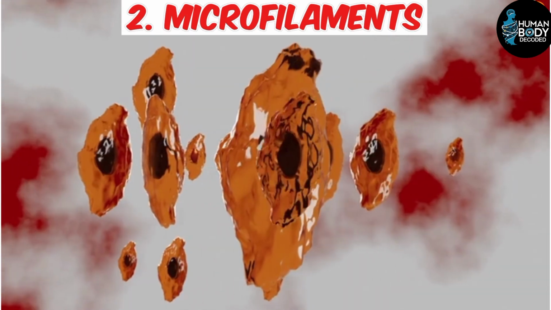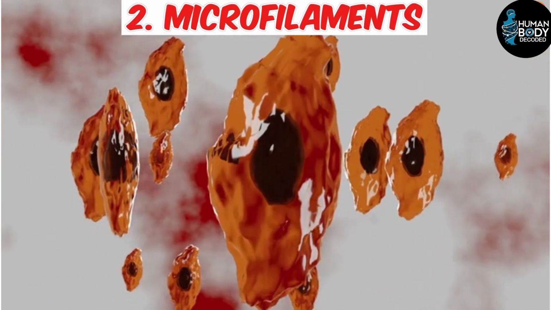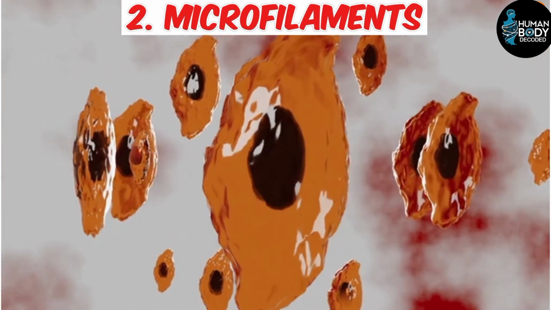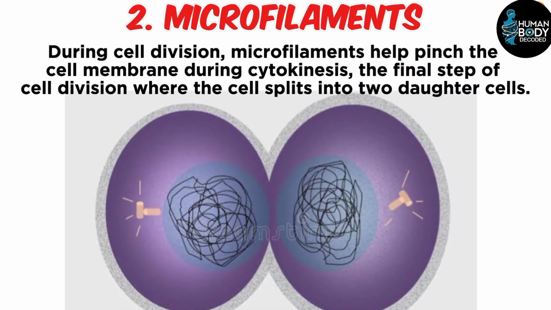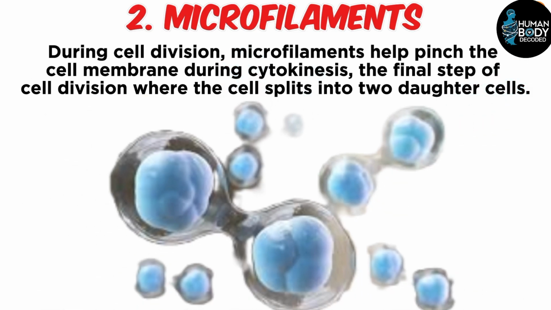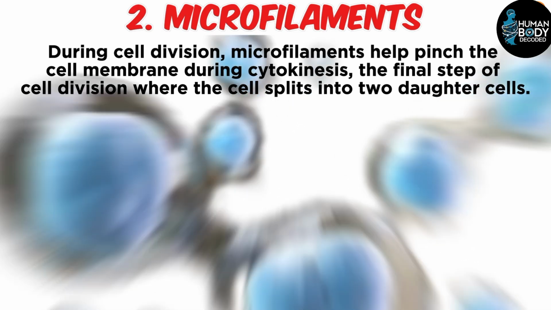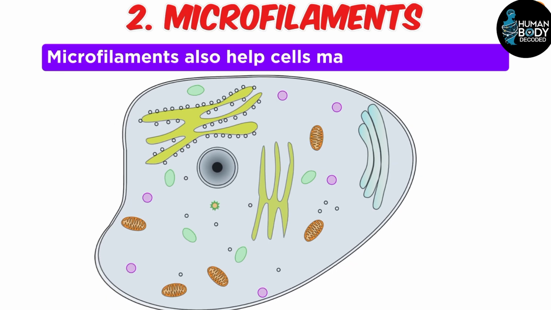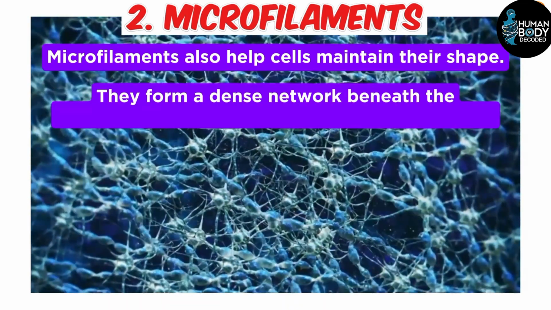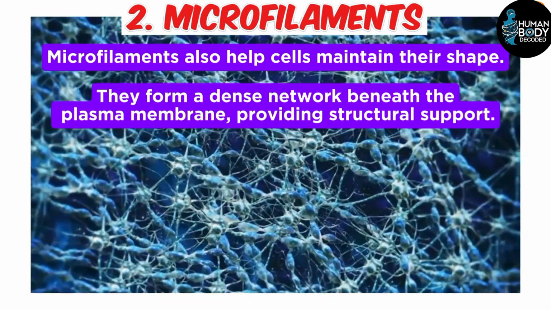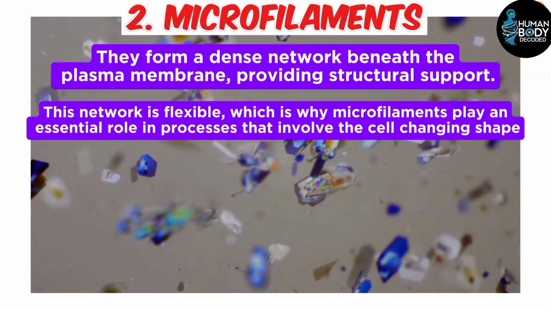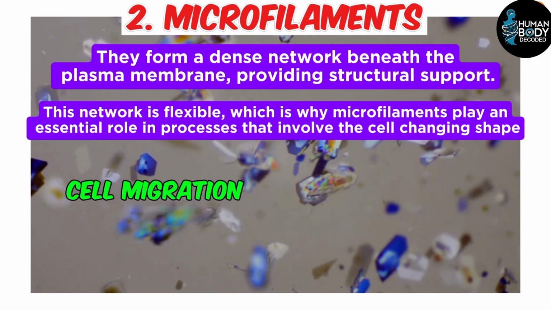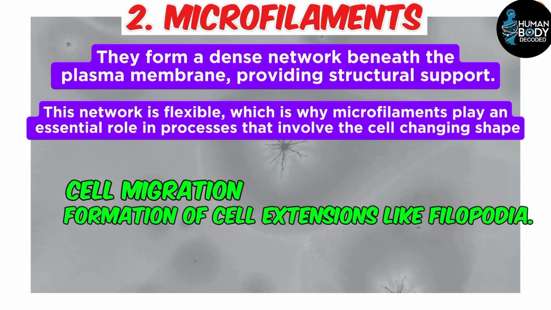In non-muscle cells, microfilaments also help with movement, but in a different way. For example, during cell division, microfilaments help pinch the cell membrane during cytokinesis, the final step of cell division, where the cell splits into two daughter cells. Microfilaments also help cells maintain their shape. They form a dense network beneath the plasma membrane, providing structural support. This network is flexible, which is why microfilaments play an essential role in processes that involve the cell changing shape, such as cell migration and the formation of cell extensions like filopodia.